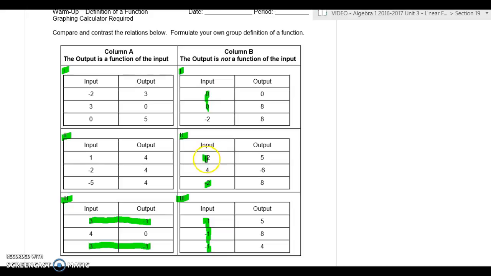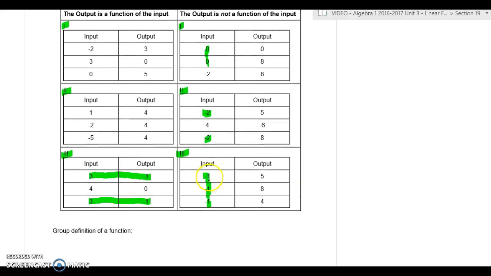Same thing in relation 2. Input of negative 2 gives us a 5, and then another time gives us 8. In relation 3, an input of negative 1 gives us 5, 8, and 4. 3 different outputs for the same input. And that's the characteristic of a non-function.